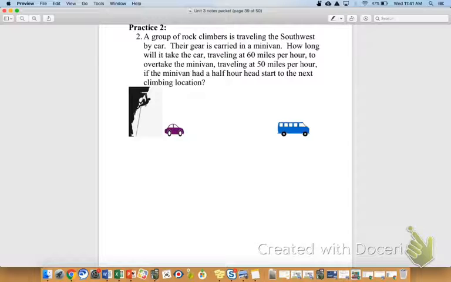So it says a group of rock climbers is traveling the southwest by car. Their gear is carried in a minivan. How long will it take the car, traveling at 60 miles per hour, to overtake the minivan, traveling at 50 miles per hour, if the minivan had a half-hour head start to the next climbing location?